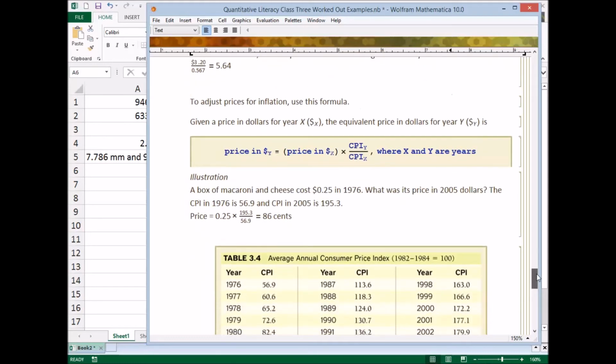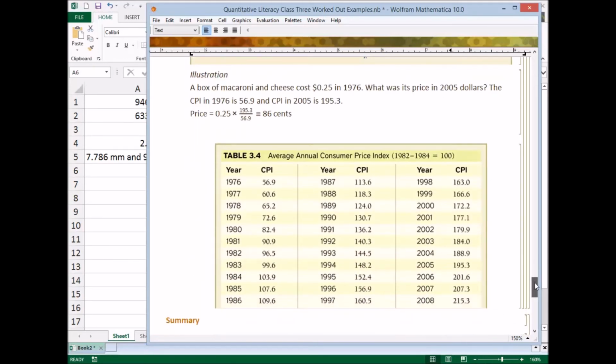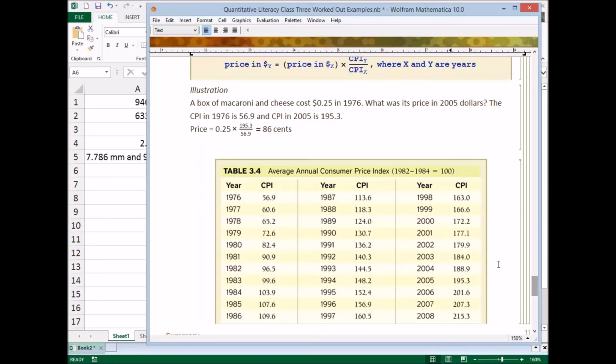So everybody likes a box of macaroni and cheese, so let's take a look at that one. A box of macaroni and cheese costs a quarter in 1976. What would be the price in 2005 dollars? The CPI in 1976 was 56.9, and the CPI in 2005 was 195.3. You're typically given a table such as this, so that's what I read. 1976 is 56.9, 2005 is 195.3.